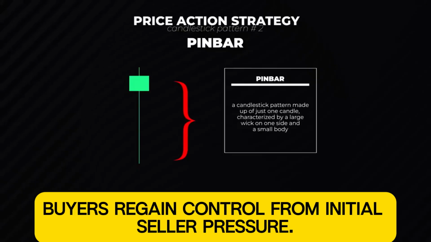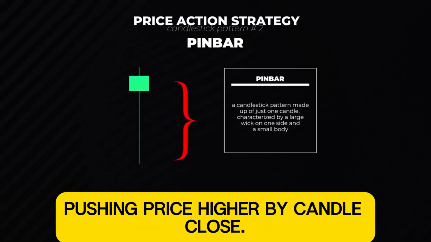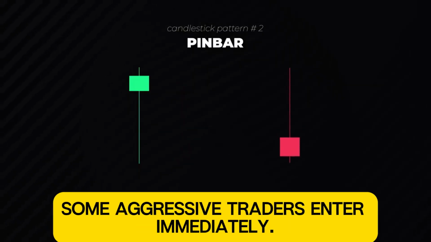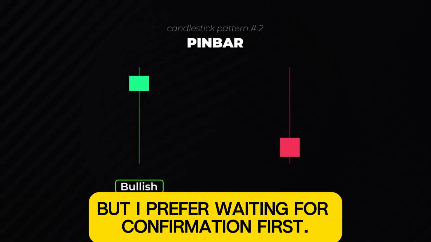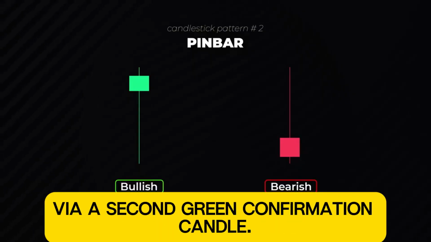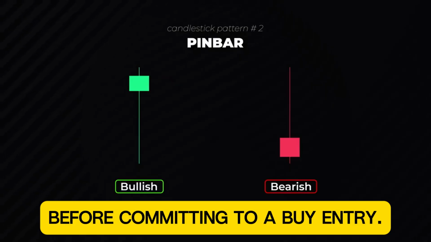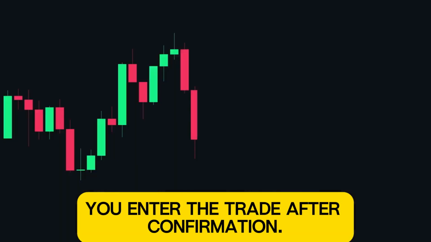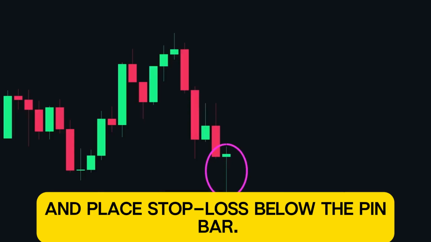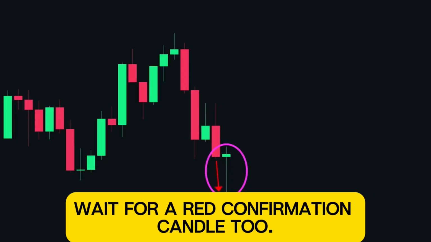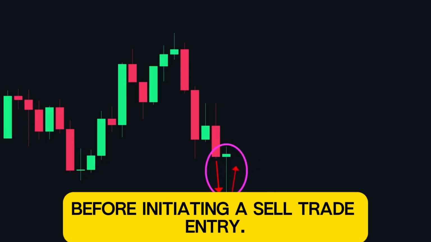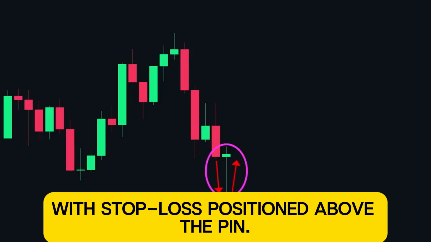Buyers regain control from initial seller pressure, pushing price higher by candle close. Some aggressive traders enter immediately upon spotting a bullish pin bar formation, but I prefer waiting for confirmation first, via a second green confirmation candle, before committing to a buy entry. You enter the trade after confirmation and place stop loss below the pin bar. The same idea applies to bearish pins. Wait for a red confirmation candle too, before initiating a sell trade entry, with stop loss positioned above the pin.